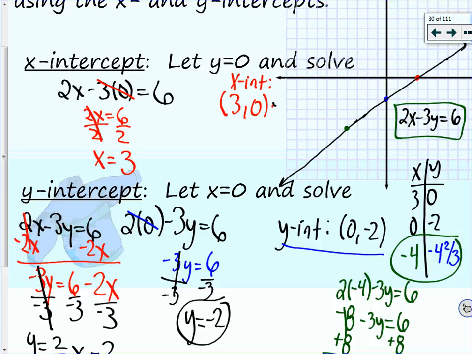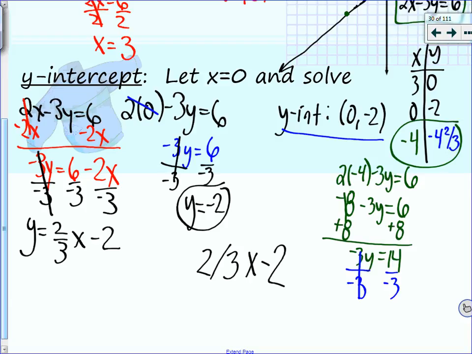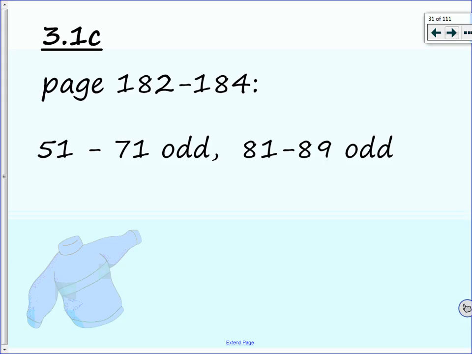You guys feeling good about it? Should be y equals 2/3 x minus 2. So 2 divided by 3 x minus 2, like this. All right. So either way, you can grab another point, make sure that works. That could be a test situation since you won't have a graphing calculator during the test, or you could graph it. Okay. Here's your assignment.